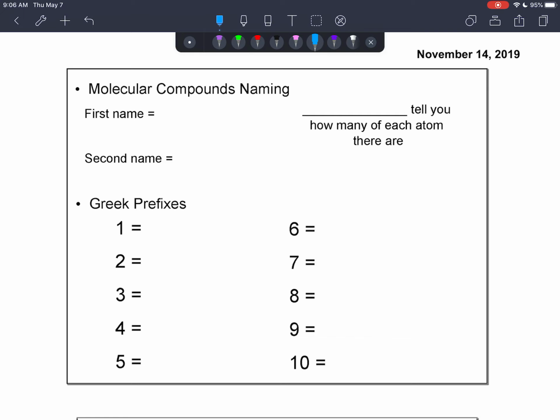So let's talk about how we name them. When we are naming compounds, the first name is going to be the same name as on the periodic table.